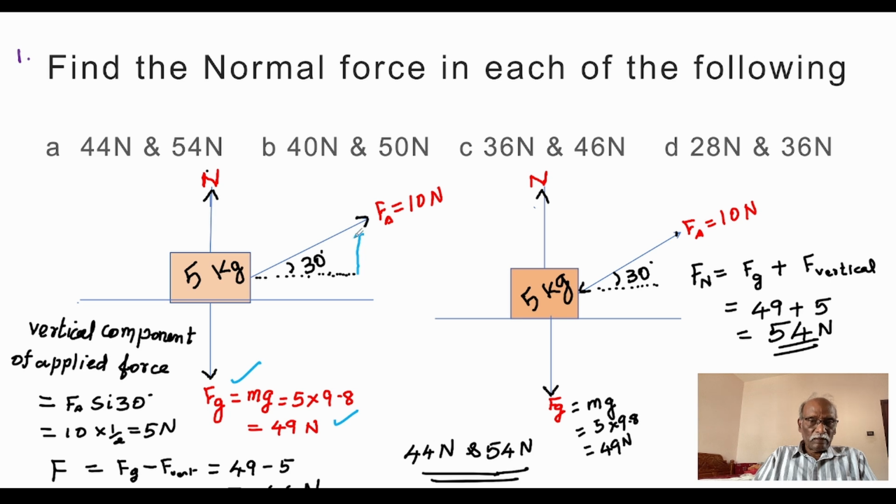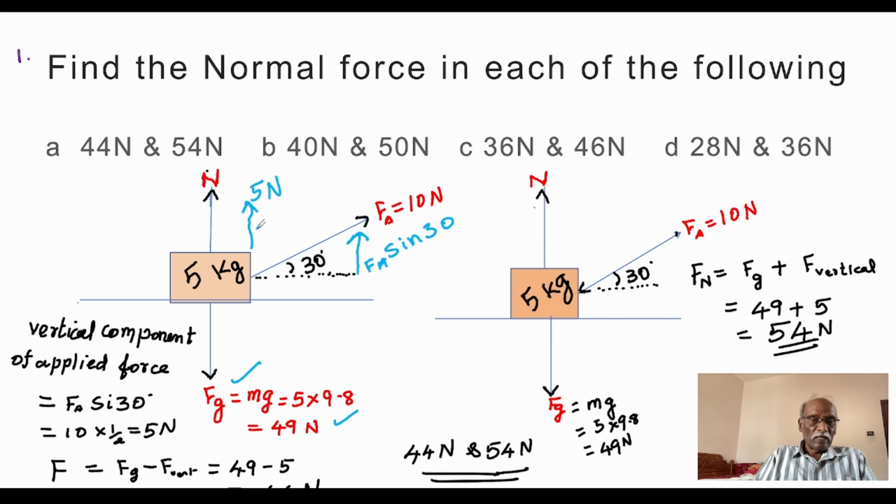This vertical component is called Fa sine 30. Fa sine 30 is the vertical component which is acting upward and which is parallel to the normal. We calculate the vertical component force as Fa into sine 30. Fa is 10, sine 30 is half, 10 into half is 5 Newton. So a 5 Newton force is vertically acting upward.